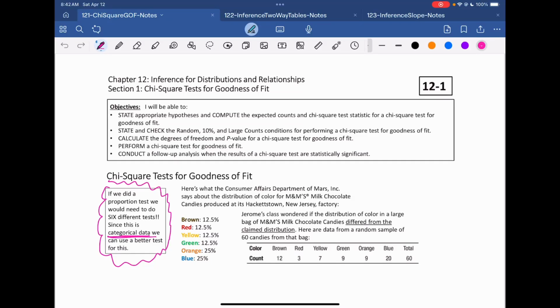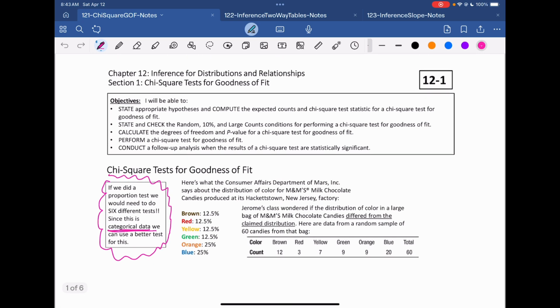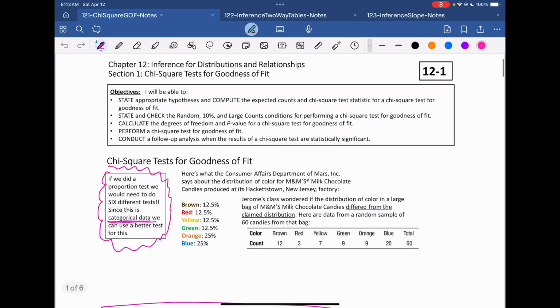Hello, this is chapter 12, section 1, the last chapter of our book. Yay! And we are going to learn about chi-square tests in this particular chapter for section 1.